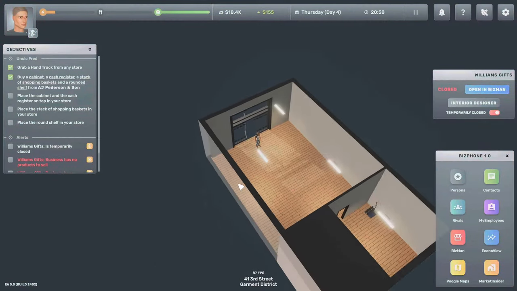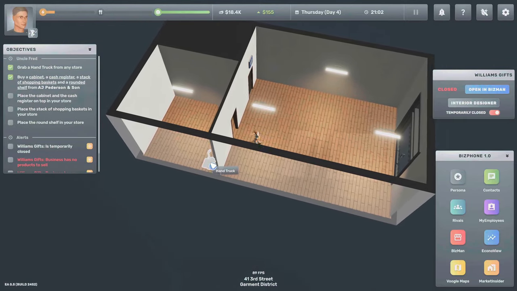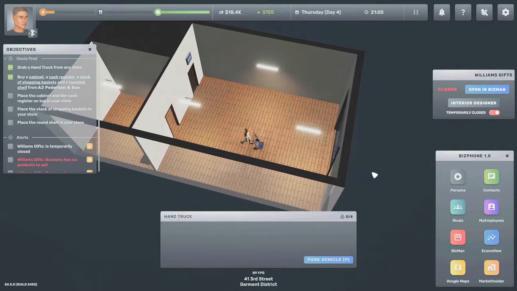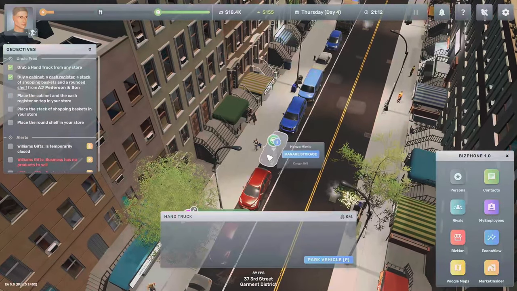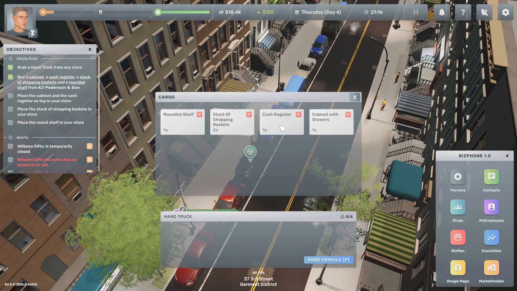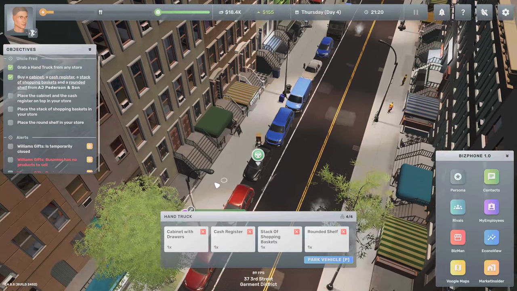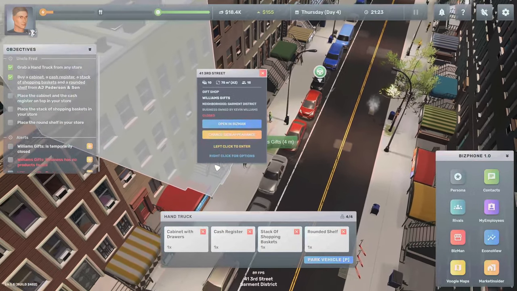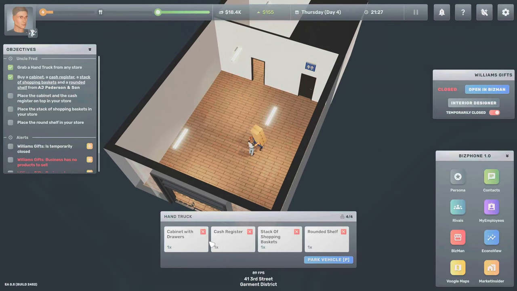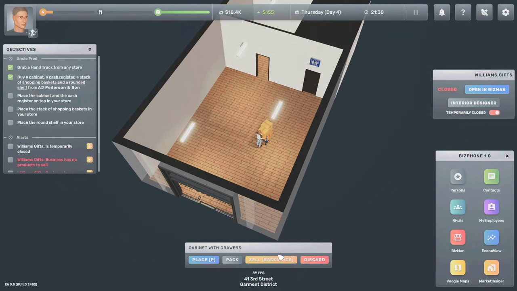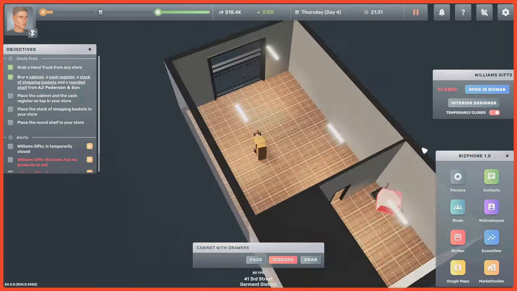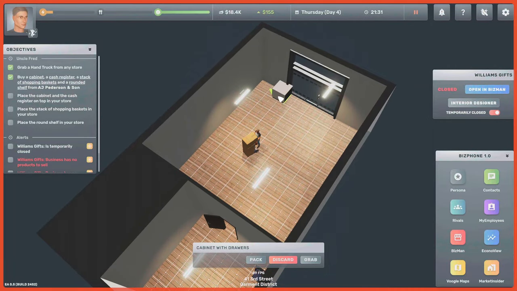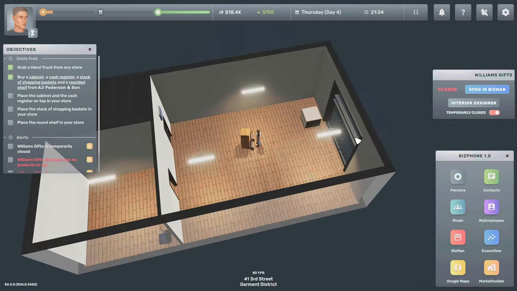Go into my store. Ding dong. Here's the hand truck. Go. And we will go to the storage. Manage. We have this one, this one, this one, this one. You. You. This one, cabinet with drawers, we will place and put you around. Put you here. It's like a gift shop layout-ish.